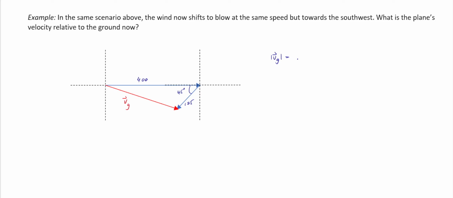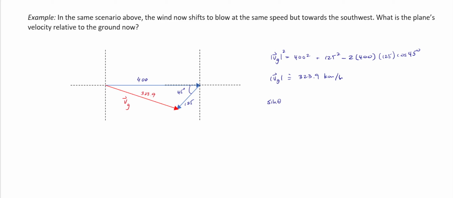So the ground velocity squared is equal to 400 squared plus 125 squared minus 2 times 400 times 125 times cos 45 degrees. Ground velocity then is approximately 323.9 kilometers per hour. Okay, so I've got its magnitude. So now that I have its magnitude, I can even write that in, so that's 323.9.